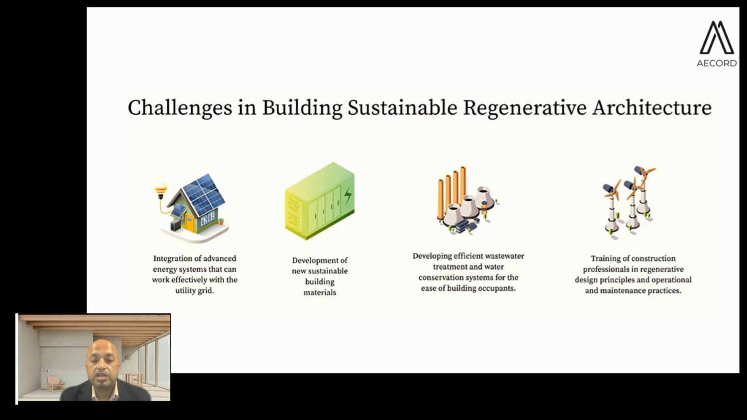Then developing efficient wastewater treatments and water conservation systems for the ease of building occupants. This is also one of the major aspects where we have challenges, because today most of the projects are not able to maintain their STP treatment quality, water treatment plants output quality. Generally what happens is after some time, you don't have the human skills and the technological skills to maintain it.